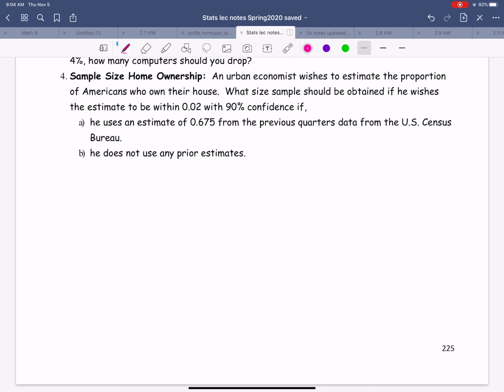So here's example number 4. An urban economist wishes to estimate the proportion of Americans who own their house. What sample size should be obtained if he wishes to estimate to be within 0.02 with a 90% confidence level? So he wants a 90% confidence level, and he wants a margin of error of 0.02, which is 2%. And the critical value z alpha over 2 for a confidence level of 90% is 1.645.